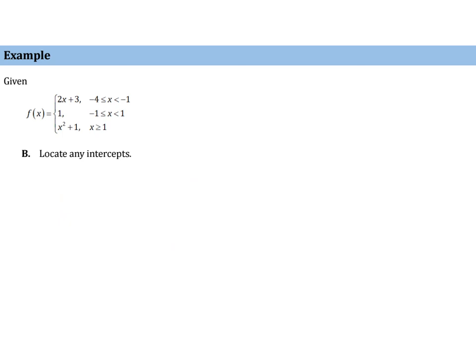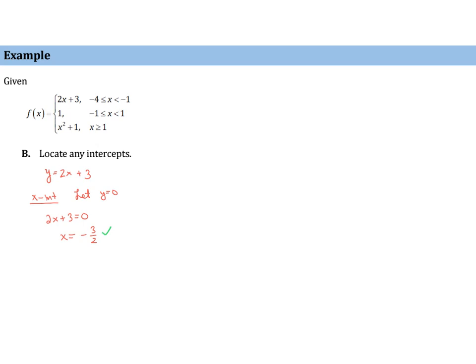What about intercepts? Well, let's look at our first piece, y equals 2x plus 3. So for our x-intercept of that piece, we'll let y equal 0. And so that gives us 2x plus 3 equals 0, which is x equals -3/2. Now, is -3/2 in this interval? Well, it's -1.5, which is indeed in that interval. So this is okay.